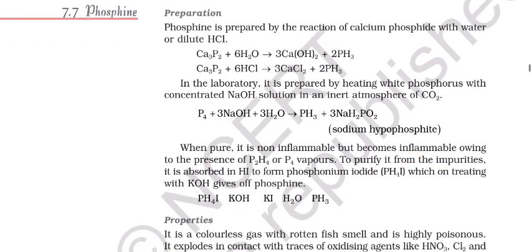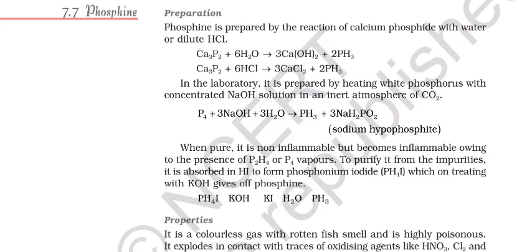Phosphine preparation. Phosphine is prepared by the reaction of calcium phosphide with water or dilute HCl. Ca3P2 plus 6H2O gives 3Ca(OH)2 plus 2PH3. Ca3P2 plus 6HCl gives 3CaCl2 plus 2PH3. In the laboratory, it is prepared by heating white phosphorus with concentrated NaOH solution in an inert atmosphere of CO2. P4 plus 3NaOH plus 3H2O gives PH3 plus 3NaH2PO2.